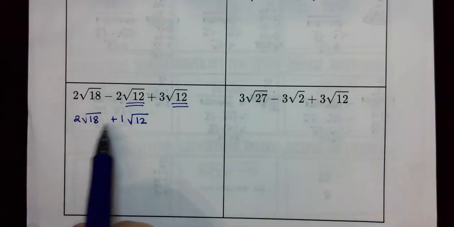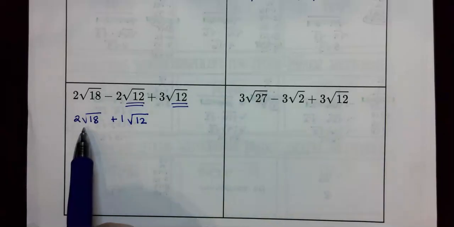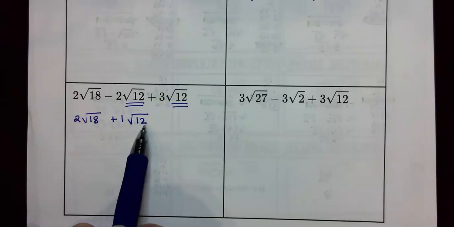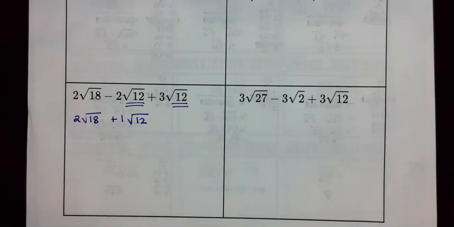Now, even though I can't combine both of these together, because this one's the square root of 18 and this one's the square root of 12, we actually have to break down this 18 and the 12. So what I'm going to do is what we did on the front page.